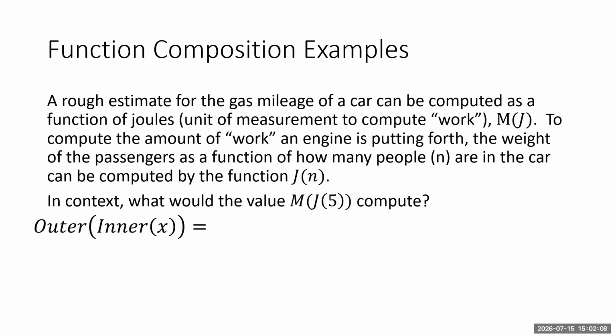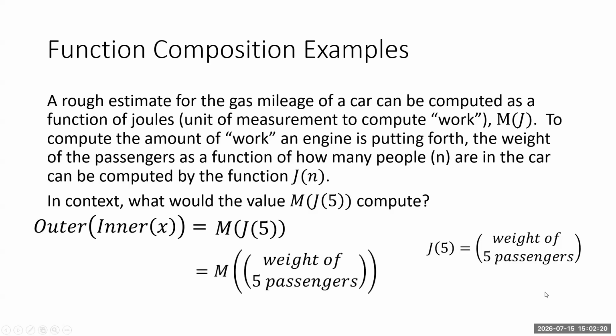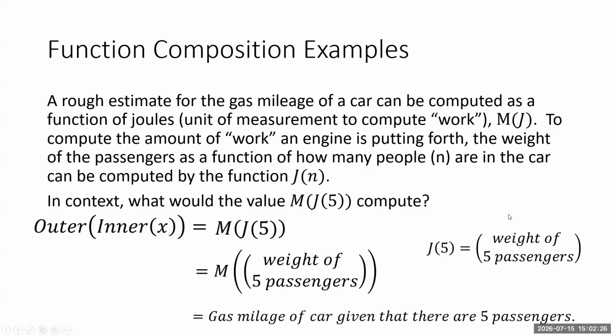If we think of this as outer(inner(x)) equals m(j(5)), we observe that j(5) is equal to the weight of 5 passengers. So what we are doing is m of the weight of 5 passengers. This is resulting in the gas mileage of the car given that there are 5 passengers.